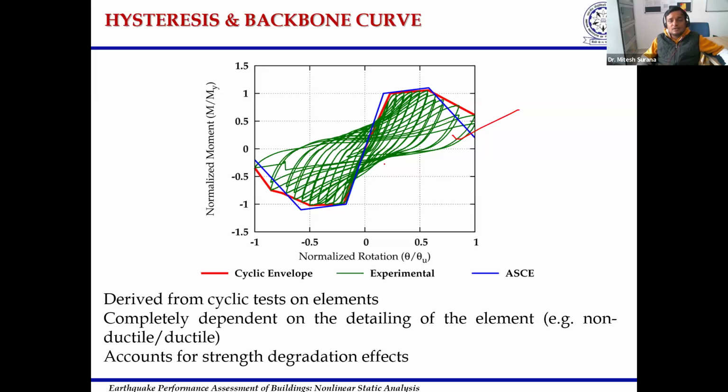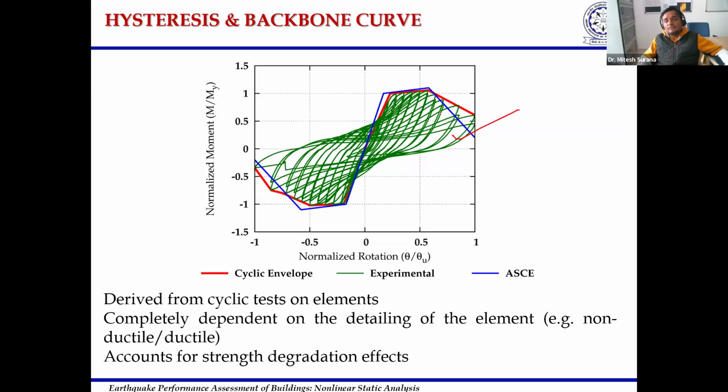So the ductile curve will have a larger area under this moment rotation curve, whereas the non-ductile curve will have less area under the curve, provided they have the same yield moment capacity. So this basically accounts for the strength degradation that is expected to occur with successive increase in the displacement during earthquakes on that particular element.